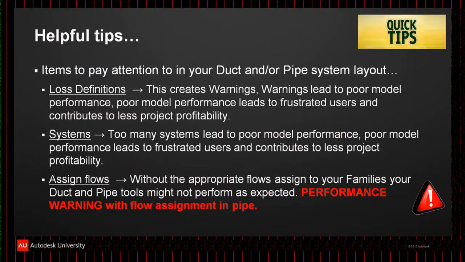Systems, too many systems, we touched on that. Sanitary systems, 430, that's going to drag your model performance down. Also, when we demonstrate this, there is a performance warning in regards to flow assignment and pipe, and you need to be aware of this because if you are going to use some of these tools, you have to understand how to overcome this. Basically, if you assign a flow to a VAV box, you've got a supply and return pipe. If you have 2 GPM in there and you assign 10 GPM to that, either the supply or the return will update, not both of them, until you do something. So we're going to talk about that as well.